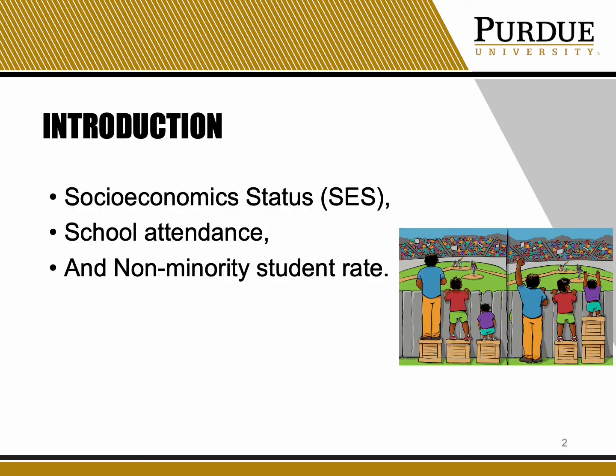Before moving towards the introduction section, I would like to share the purpose of this study. In this study, we aim to investigate whether school attendance, non-minority student rate, and socioeconomic status predict schools' average science achievement. Here are our three independent variables. These are socioeconomic status of each school, school attendance rate of each school, and non-minority student rate of each school.